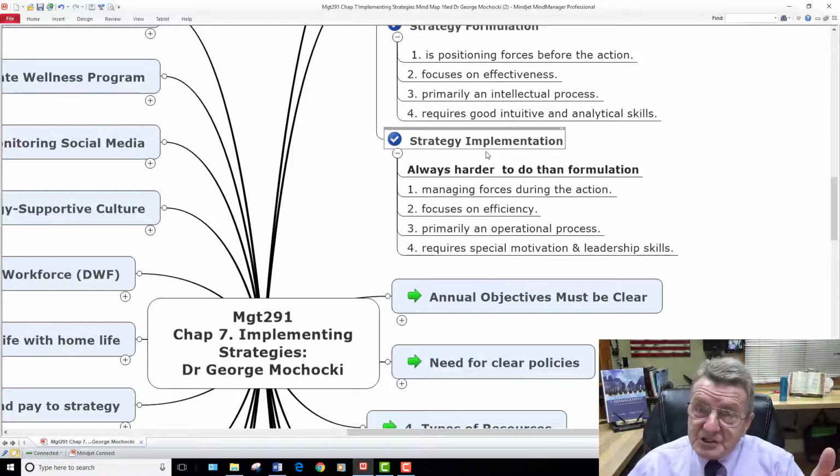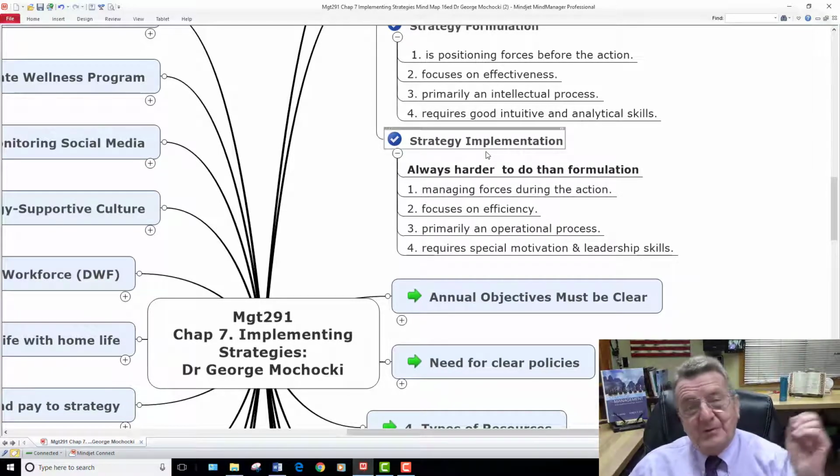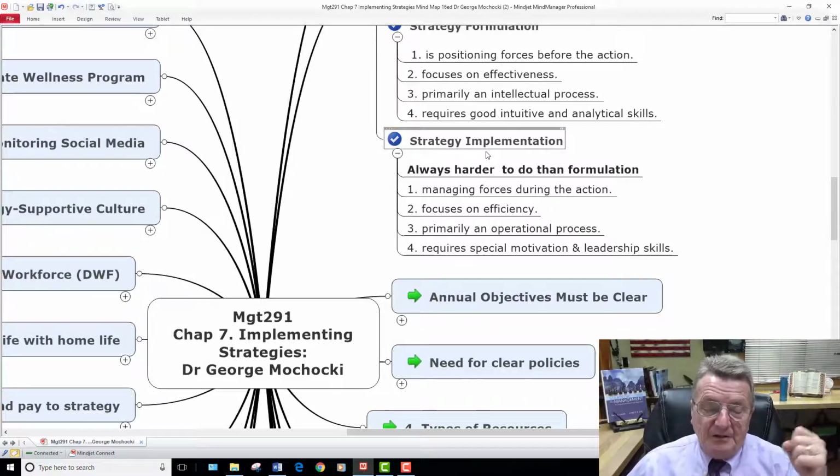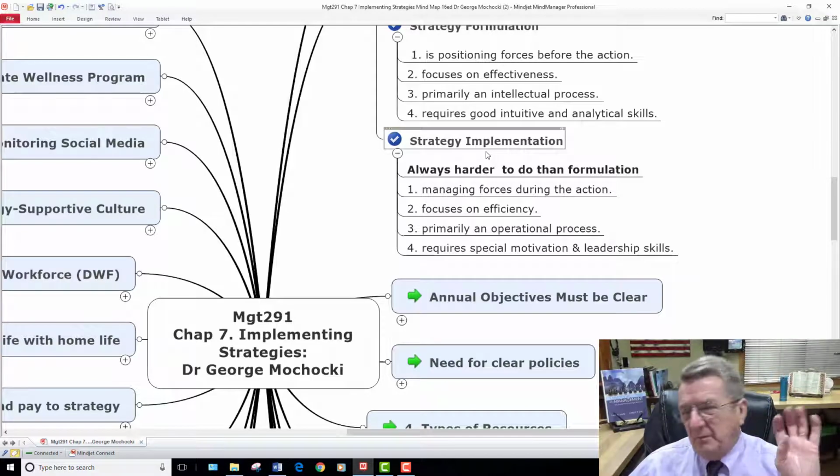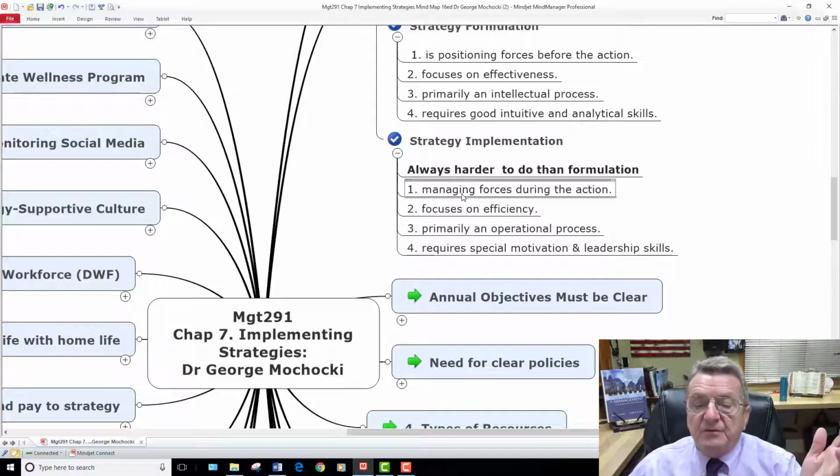Now in the implementation, I get all these grand ideas. Remember, I'm a practitioner. Most business people, with their PhDs or their doctors in business administration, DBAs, are basically practitioners if you're in the business field. You have some that write theories out there, but the majority are practitioners. We've got to put this into play, managing forces during the action. How do I make sure they're actually doing what I want and what makes sense?